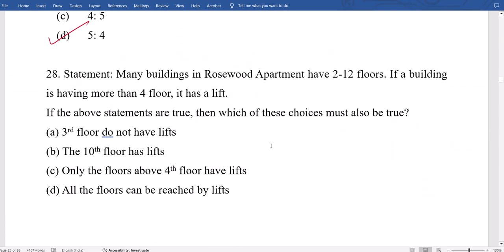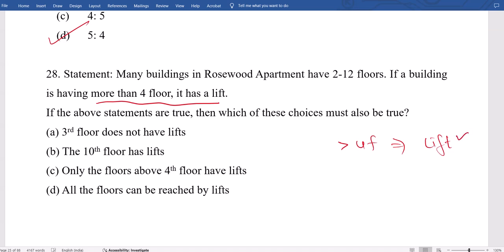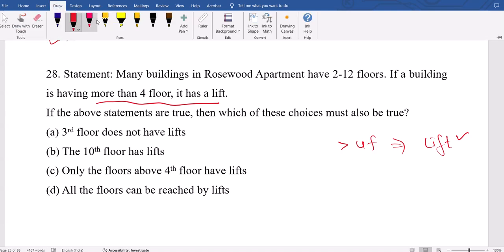Now let's see about this question 28. With respect to the statement, many buildings in Rosewood apartment have 2 to 12 floors. If a building has more than 4 floors, it has a lift. They have given a clear condition: if it is having more than 4 floors, definitely a lift is there. If it is less than 4, nothing is mentioned. Less than that may or may not be.